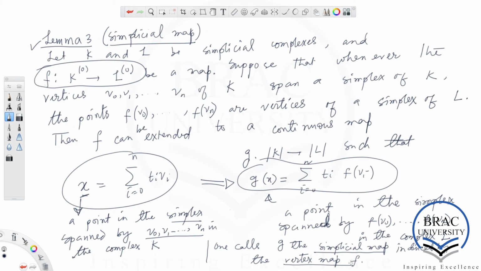Good. So now the proof of this lemma is also omitted. Now we have a bunch of definitions again.